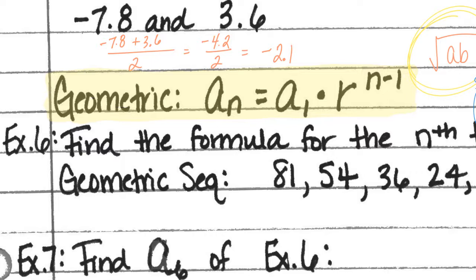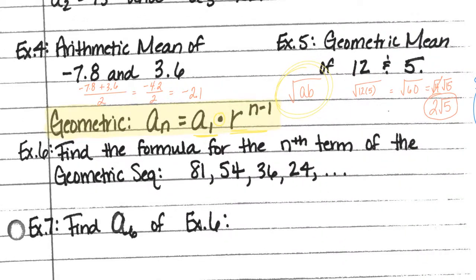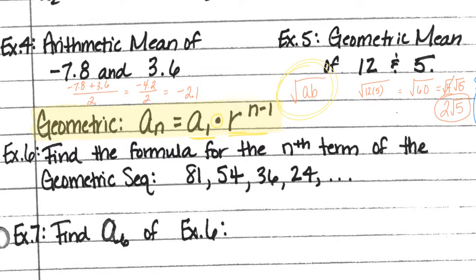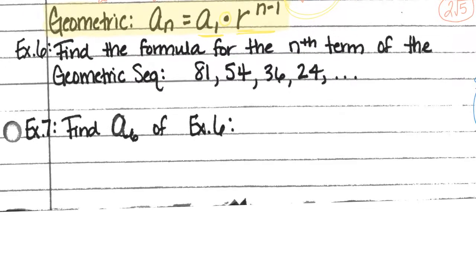The only thing that is a catcher on this one is notice that a sub 1 is being multiplied by r to an exponent. Well, that exponent, remember order of operations, says parentheses, exponents. So you have to keep that as is. So here we go. It says find the formula for the nth term of the geometric sequence. And then the next question says find a sub 6. So we're going to kind of do all this together.